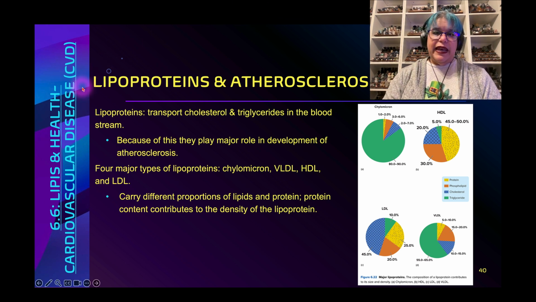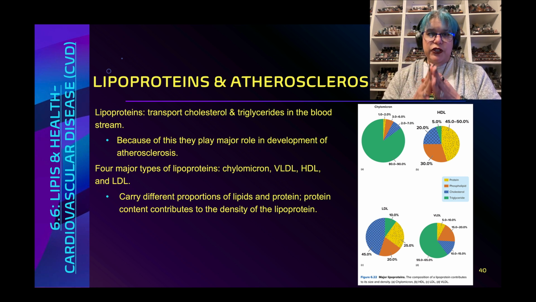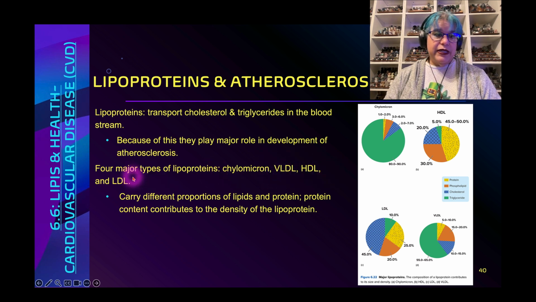So, lipoproteins and atherosclerosis. Lipoproteins, lipid proteins, it's a combination of the two. These are things that transport cholesterol and triglycerides in the bloodstream. Because of this, they play a major role in the development of atherosclerosis, because remember, we're depositing these things inside of this inflamed area in our artery. There are 4 major types of lipoproteins: chylomicrons, very low density lipoproteins, high density lipoproteins, and low density lipoproteins. They carry different proportions of lipids and protein. Protein content contributes to the density of the lipoprotein.